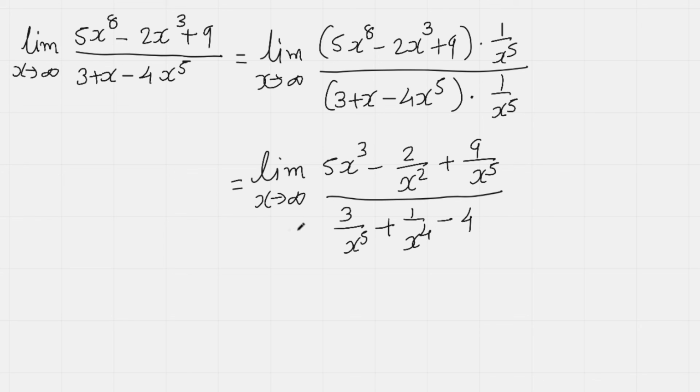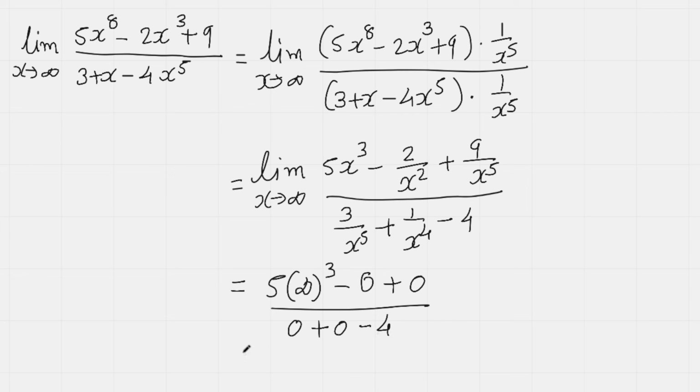Now let us plug in the limit directly. So this will give us 5 times infinity cubed minus 0 plus 0, whole divided by 0 plus 0 minus 4. So this will be equal to minus 5 divided by 4 times infinity cubed. So infinity cubed is just infinity, and infinity multiplied by a negative number will give us negative infinity.